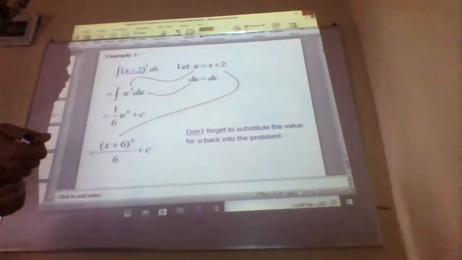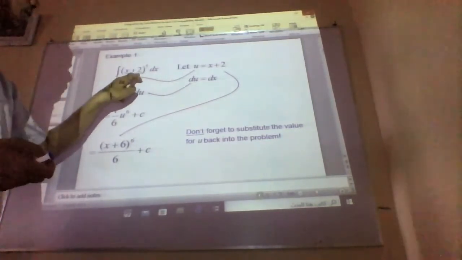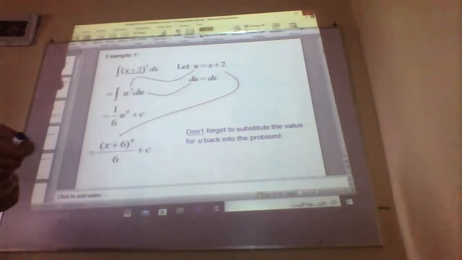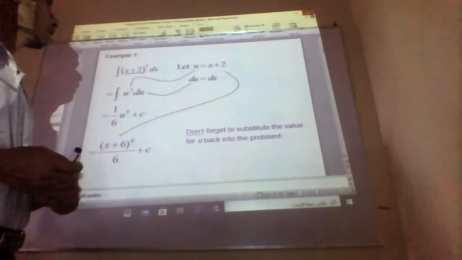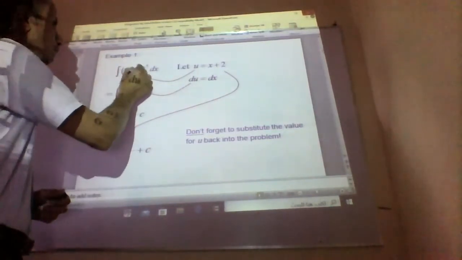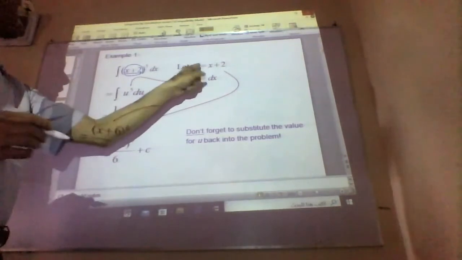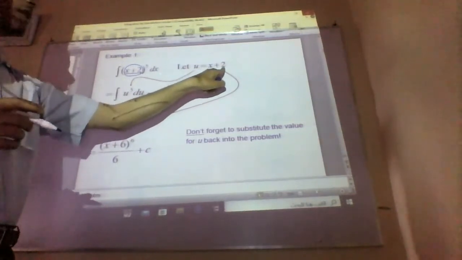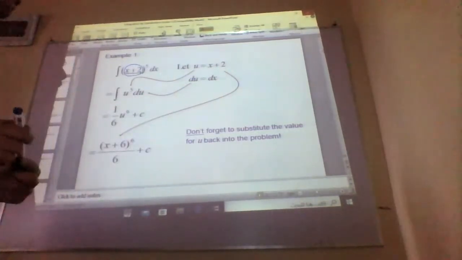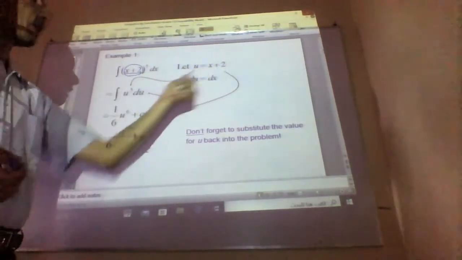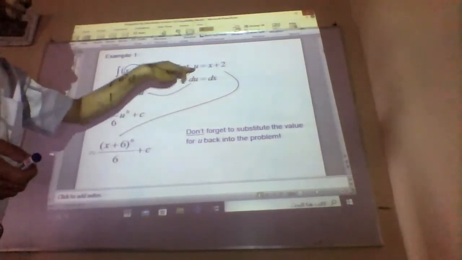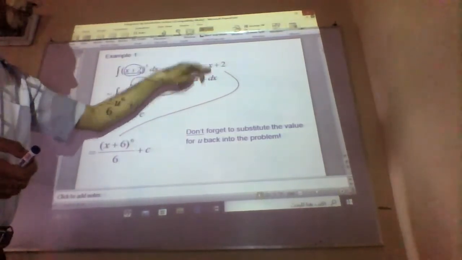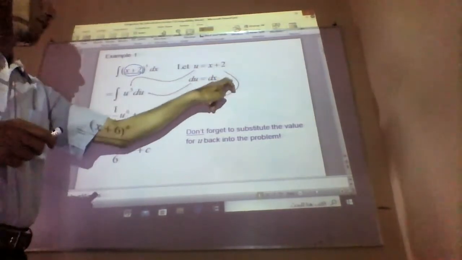Our first example, we have integration of (x plus 2) all power 5 with respect to x. To simplify this integration, we take x plus 2 to be a differentiable function, u equal x plus 2. Differentiating both sides with respect to x, we have derivative of u is du, derivative of x is dx, derivative of 2 equals 0.